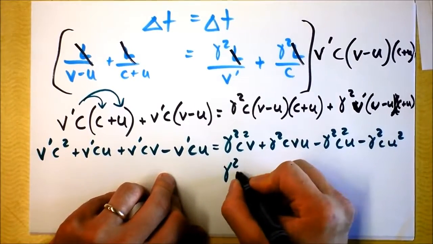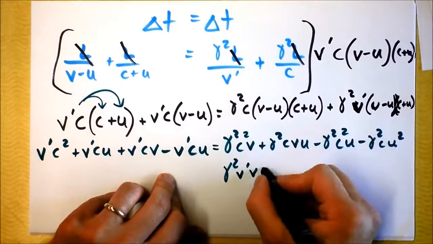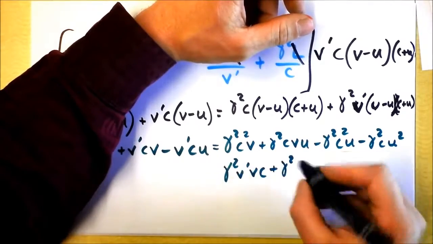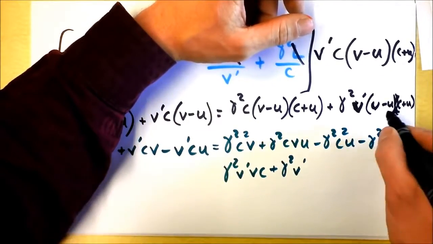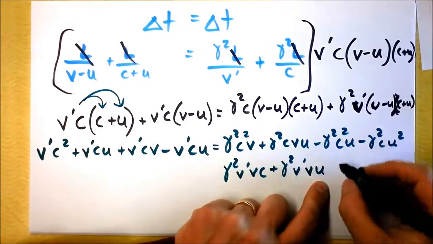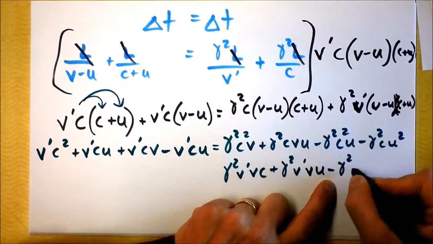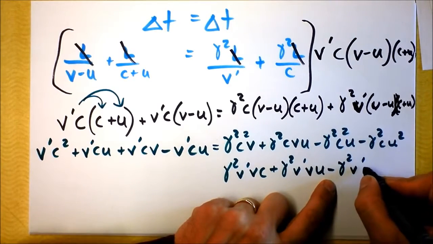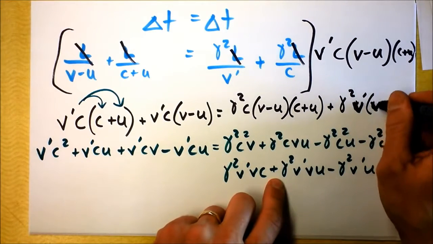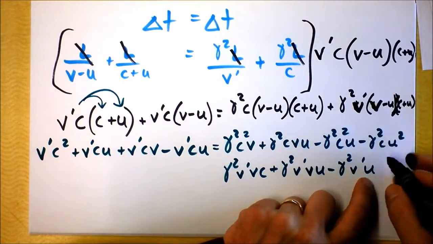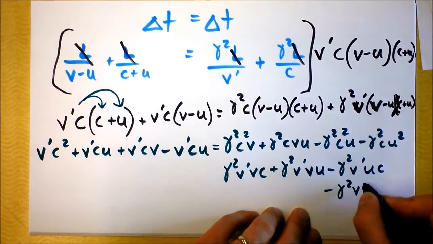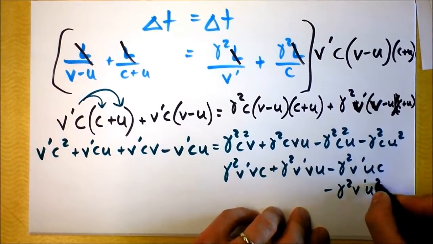Gamma square times v prime times v times c is the first term. And if I'm going to keep that same pattern, I'm going to add onto it gamma square times v prime times, wait for it, v times u, because we already did the one with the c right there. And then I'm going to have to subtract 2 terms again, gamma squared times v prime times u times, so this was a v here, yeah, you have to be very careful, that is a v. And that was a u, so I'm subtracting the u and then multiplying it by c, and the final term is minus gamma squared v prime times u again.